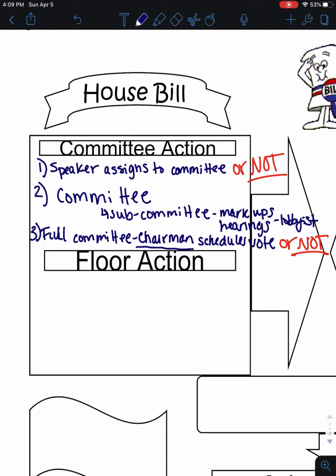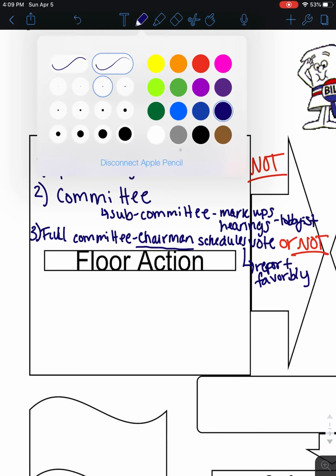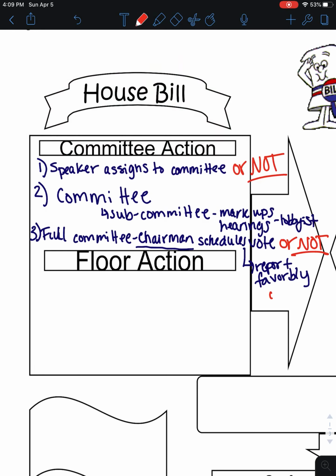Now, after it gets voted, if that committee reports favorably, that means that bill's going to move on and go to the full House. But the committee could decide not to report favorably, which will also kill that bill. Okay? So Speaker to the committee, to the subcommittee, back out to the full committee for a vote. If it makes it through all these steps, the next step for this bill is going to be the Rules Committee.